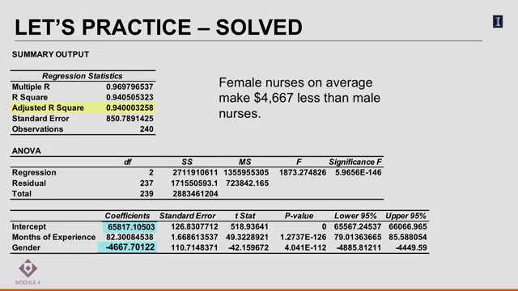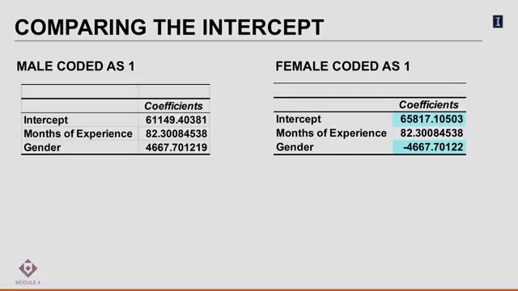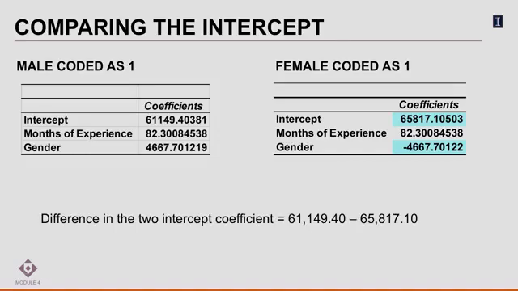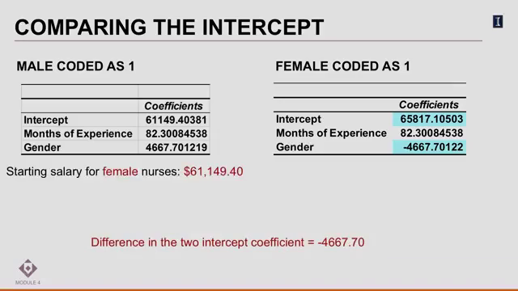But there is another coefficient that has changed as well, and that is the coefficient of the intercept. I'm guessing you didn't see this coming. Let me explain what just happened. The intercepts are different when we look at the two different ways of coding the gender. The best way for me to show you what just happened is by just subtracting the two. And you see that the magic number of $4,667.70 gender effect reappears. This is the estimated starting salary of a female nurse. And this is the estimated salary of male nurses, which is $4,667 more than the female nurses.